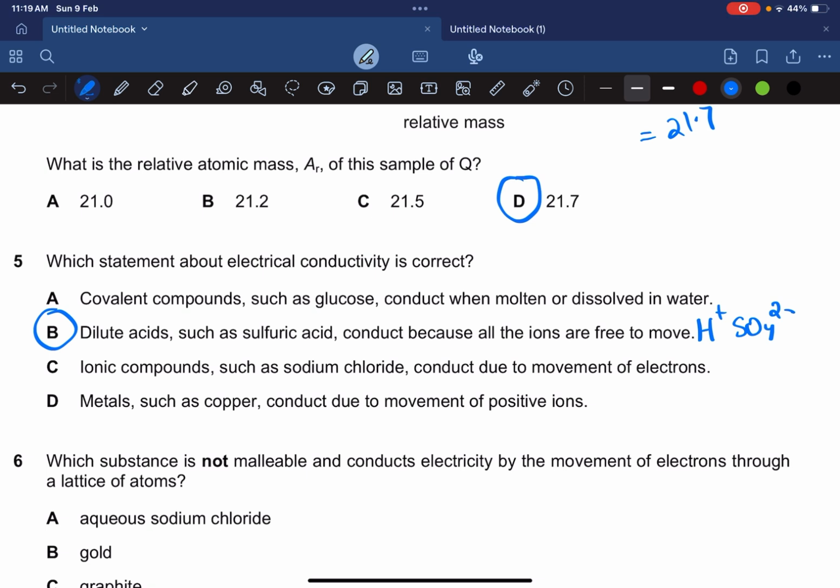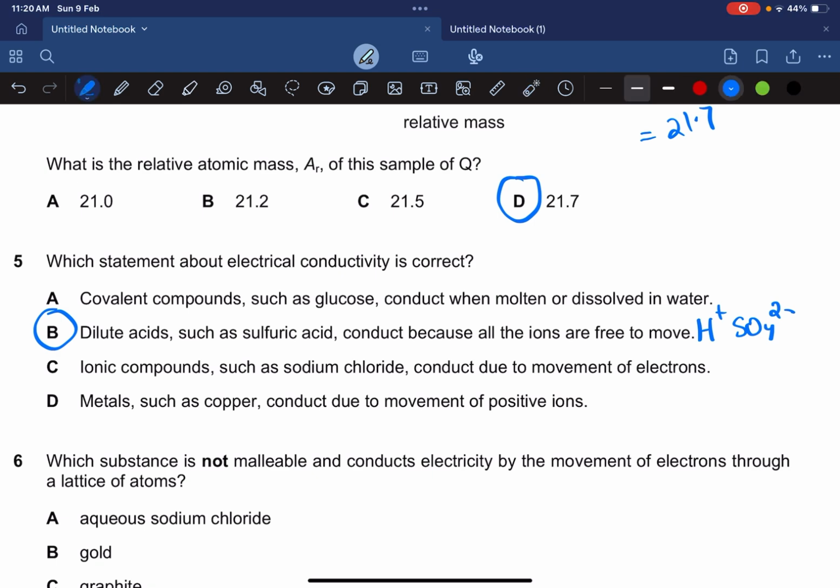Now let's read option C, which says ionic compounds such as sodium chloride conduct due to the movement of electrons. In ionic compounds you never have electrons, you always have ions. So that's going to be wrong. Metals such as copper conduct due to the movement of positive ions. Never. Metals such as copper conduct due to the movement of electrons in them. The positive ions are stationary, they don't move. The sea of electrons basically moves, which helps copper conduct electricity.